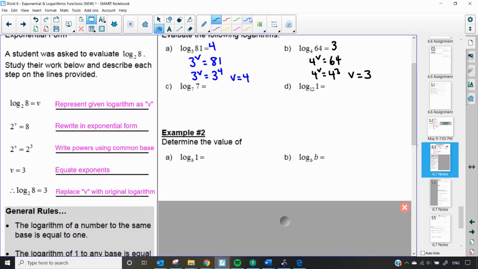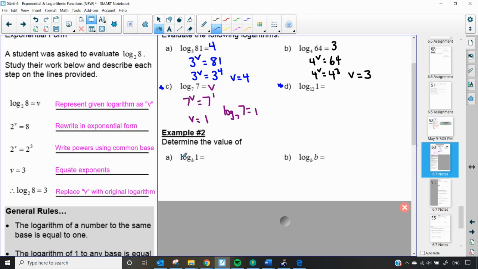All right, taking a look at our next example here, we've got log base 7 of 7 equals blank. Now C, and what we're going to see here shortly with D, C and D are actually properties, or relate to properties, that we're going to be using quite frequently for the remainder of this unit. So let's take a look at this. We've got log base 7 of 7 equals v. Rewriting as an exponent, we've got 7 to the v equals 7. Well, 7 written as base 7 is 7 to the 1. So v equals 1. So log base 7 of 7 equals 1.